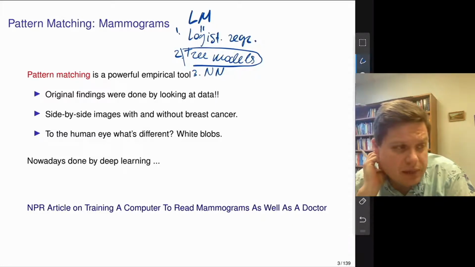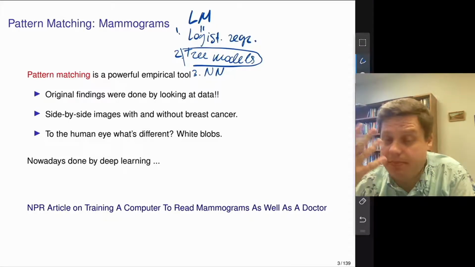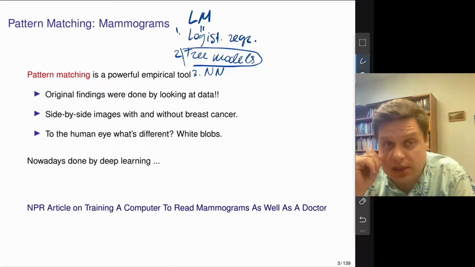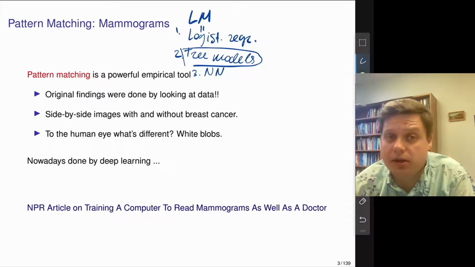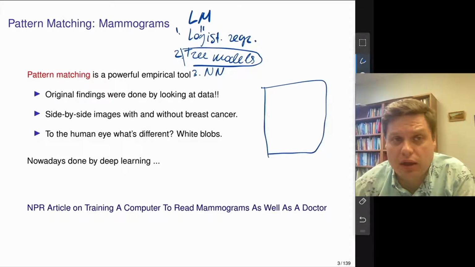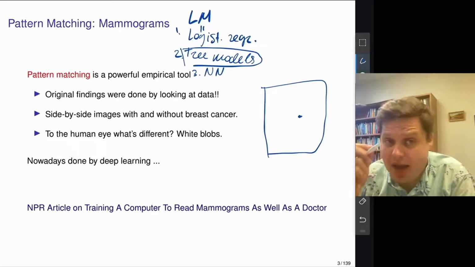So what is essentially pattern matching? Pattern matching is just a way to see a pattern without ability to explain this pattern. And here is a historical example of pattern matching for mammograms. That's how mammograms started being used for cancer prediction. A scientist who was looking at the sequence of mammograms realized that those mammograms that were taken from women with breast cancer would have a dense spot on those mammograms. And those dense spots will look like a white blob on the image.